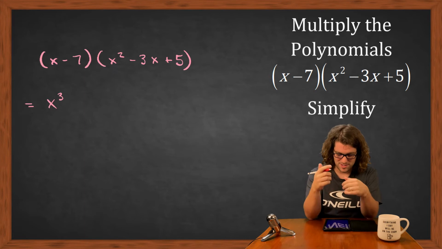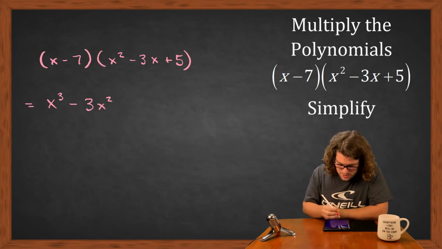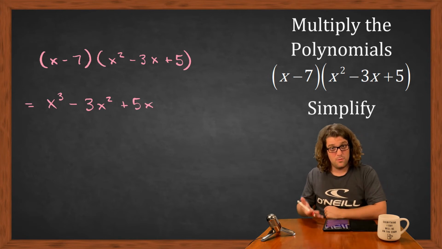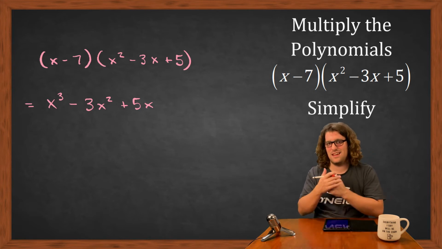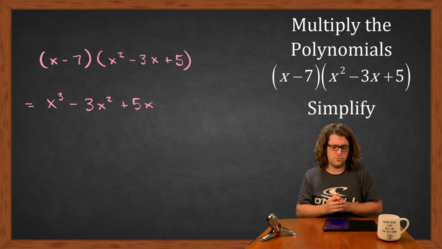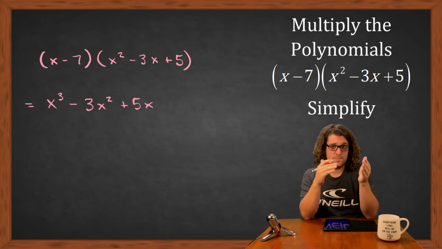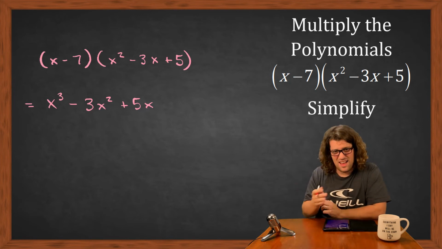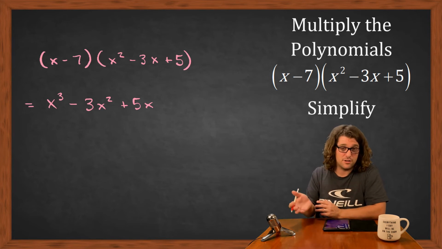So x times x squared gives us x cubed. Then we have x times negative 3x gives us negative 3x squared. Then x times positive 5 is going to give us plus 5x, and then I'm going to move on to the second term, which is the negative 7. Again, if you saw in the last video, the way I treat that, we could say the term is really just 7 on its own, but I think of it as x plus negative 7, so I think of the term as being the negative 7. That way I can carry the signs through with each individual calculation that I'm making.